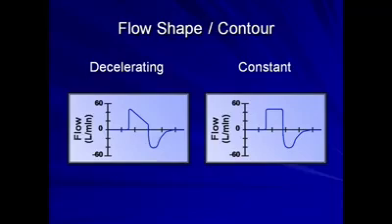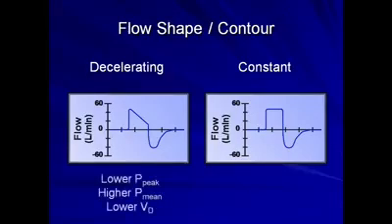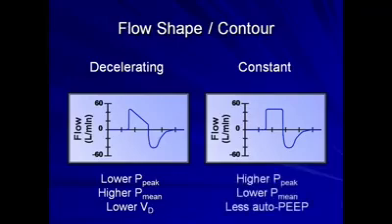The difference between the two is that decelerating flow results in a lower peak pressure, higher mean pressure, and lower dead space. Constant flow results in higher peak pressure, lower mean pressure, and less auto PEEP.